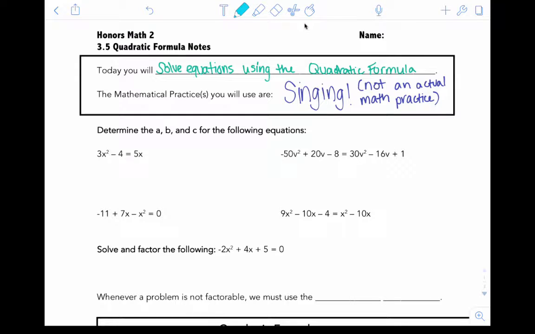For section 3.5, we're going to solve equations using the quadratic formula. So this quadratic formula is one that you're going to have to memorize. And so even though this isn't a math practice, the main thing we're going to use in this section is singing, and that will help you remember this formula.